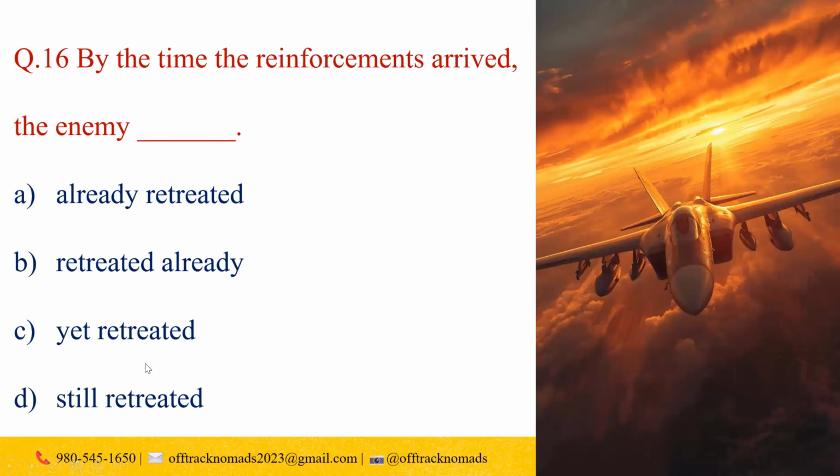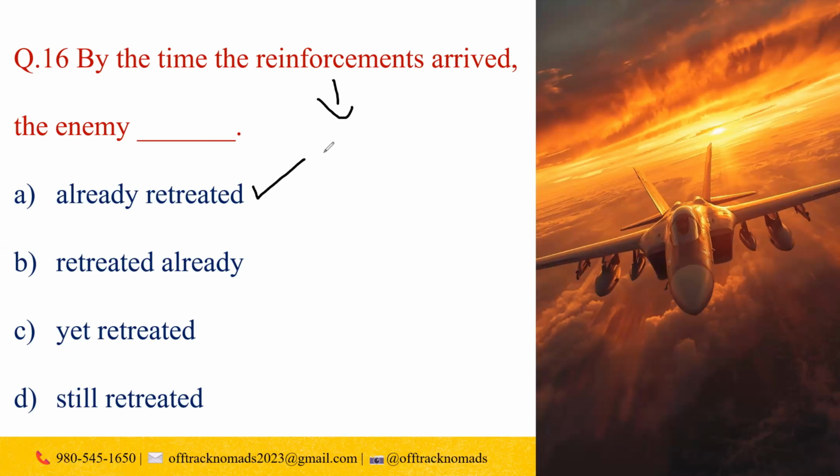By the time the reinforcements arrived, the enemy, exactly. So reinforcement means the cover-ups. So enemy would have what? Escape. So it is 16. The answer is enemy already retreated. By the time the reinforcement arrived, enemy already retreated.